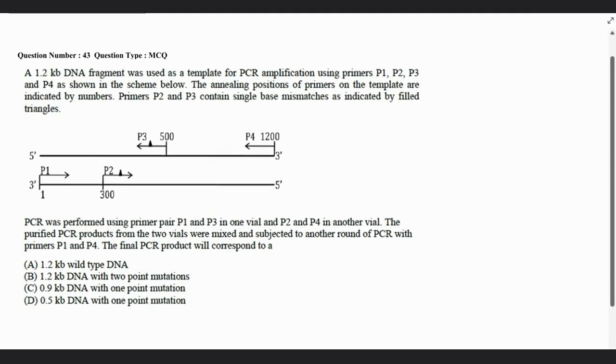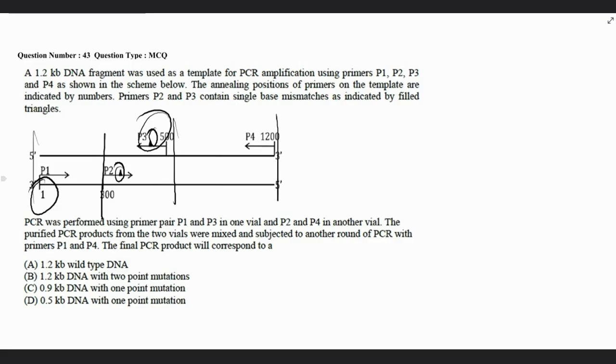So here, a 1.2 kilobase DNA fragment was used as a template for PCR amplification using primers P1, P2, P3 and P4. So here you have 4 primers as you see in the figure, and the annealing positions of the primers on the template are also indicated by the numbers, and primers P2 and P3 contain a point mutation. This is indicated by the triangles. So PCR was first performed using the primer pair P1 and P3. So when PCR was performed using this primer pair, you get this region to be amplified. However, if you perform a PCR in another vial, PCR was performed using P2 and P4. So here you get the amplification between this.